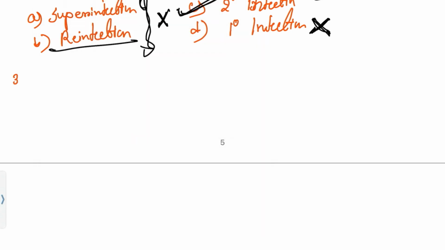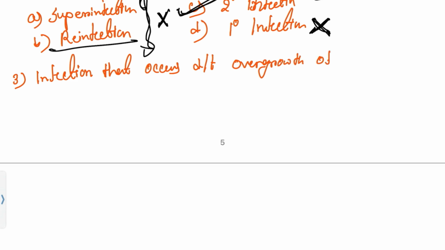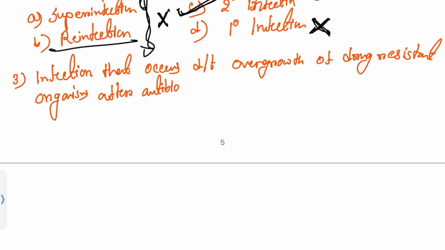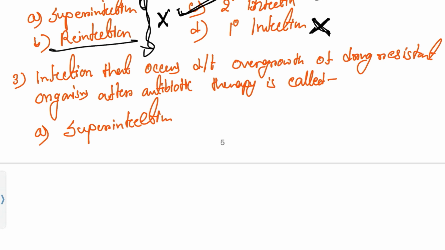What is the third MCQ? Third MCQ is like that: infections that occur due to overgrowth of the drug resistant organisms after antibiotic therapy is called. I'll give you two options: superinfections or secondary infections. So what will be the answer?